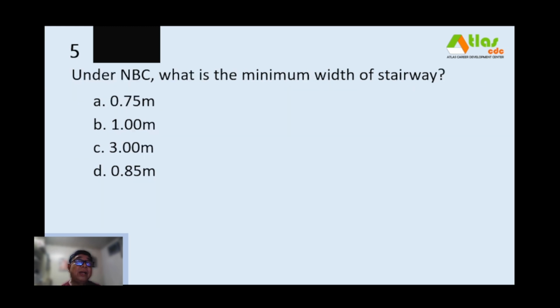Number 5. Under the NBCP, what is the minimum width of stairway? A. 0.75 meters. B. 1 meter. C. 3 meters. D. 0.85 meters.